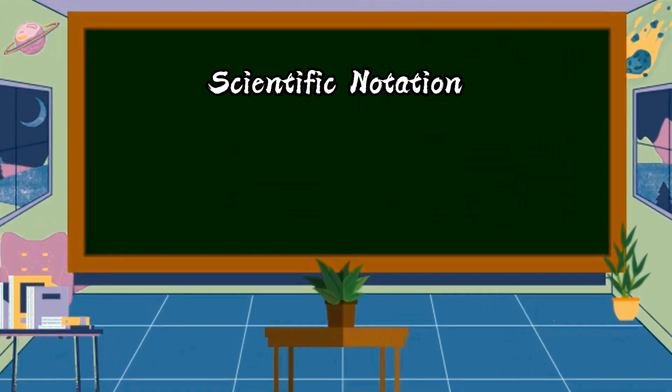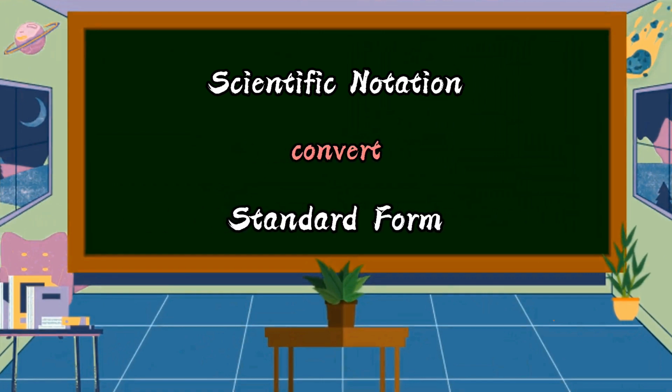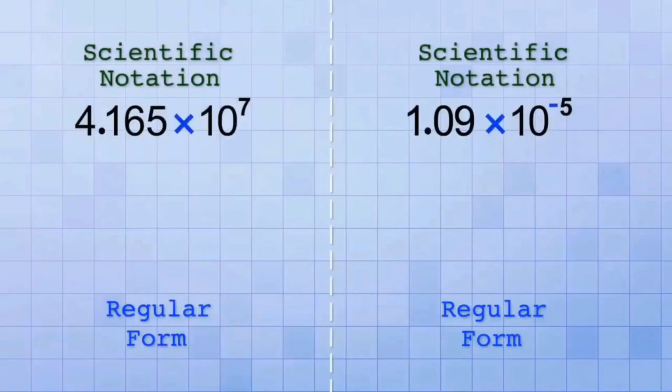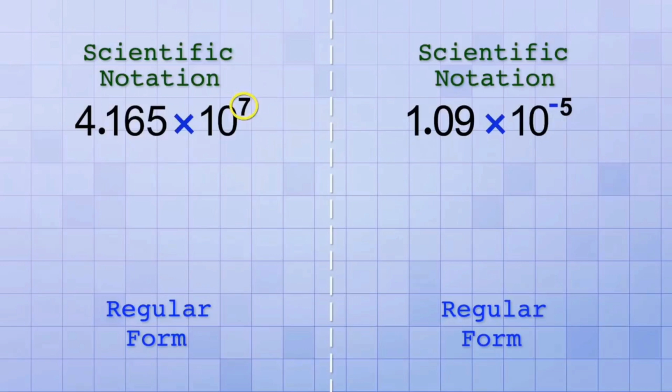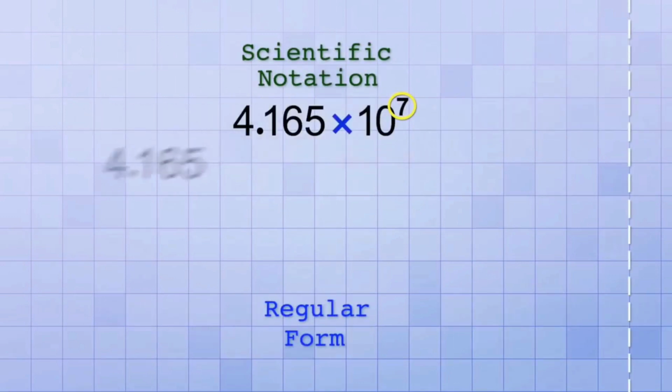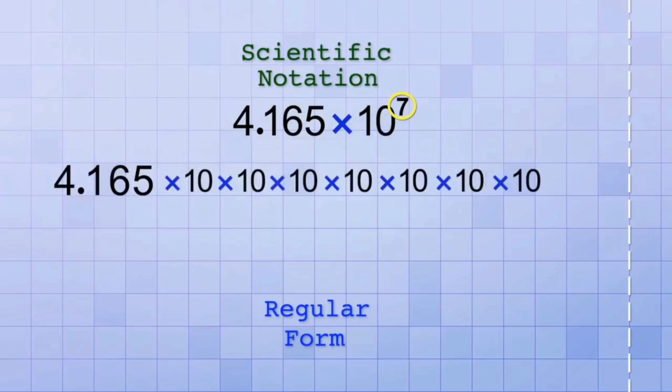But what if we start out with numbers in scientific notation and want to convert them to regular or standard form? Let's do that with these two examples. The first step is to look at the exponent. It tells how many tens you need to multiply or divide by to get the number in regular form. If the exponent is positive, that means you need to multiply by that many tens. In these examples, that means that we need to multiply by a total of 7 tens to get the numbers in regular or standard form.